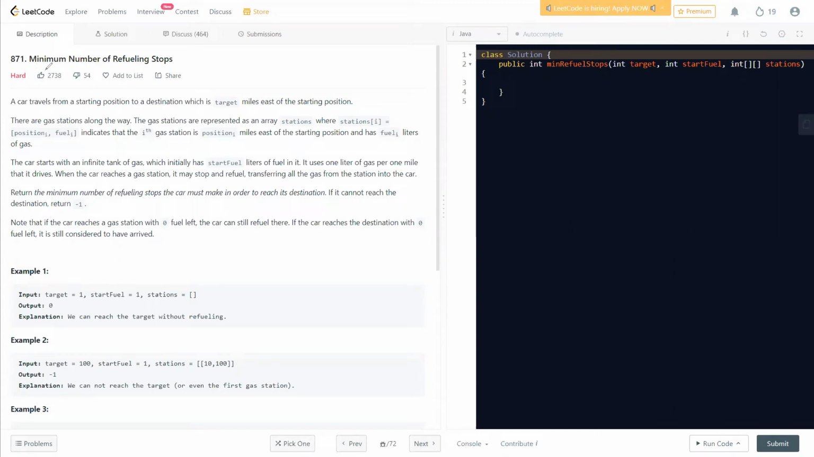In this video, we will discuss today's LeetCode problem, that is the minimum number of refueling stops. So this is a hard level problem, and we'll understand how easily we can solve a question like this. What should be our thought process behind trying to solve a question like this? So we'll go through this one by one.